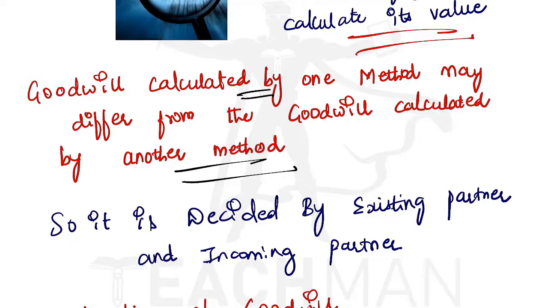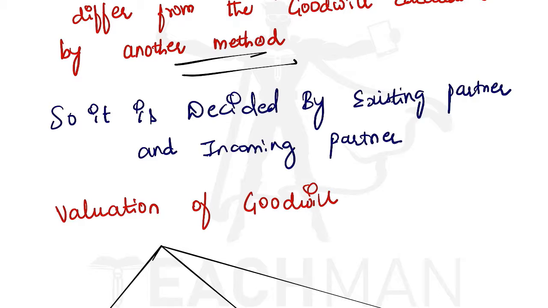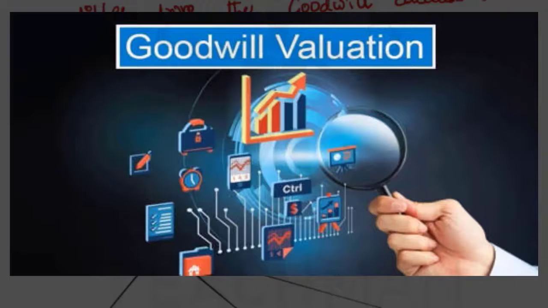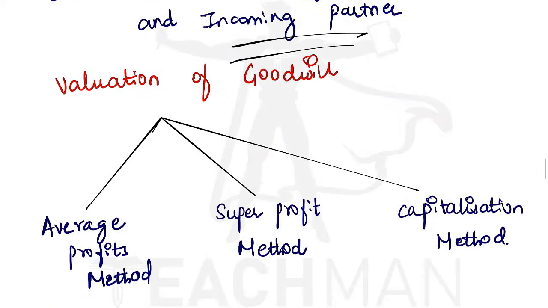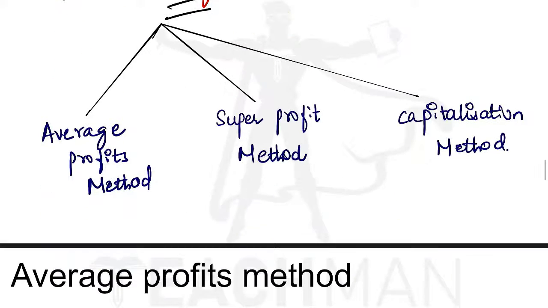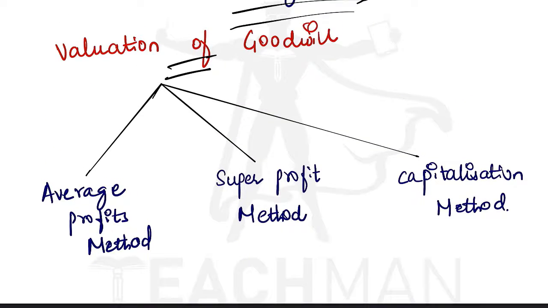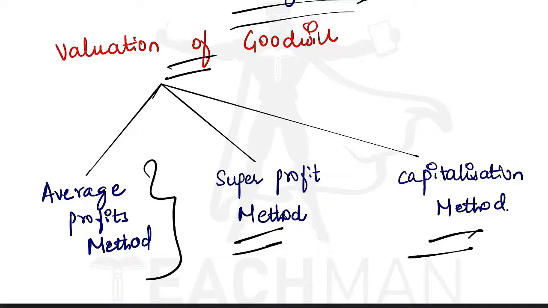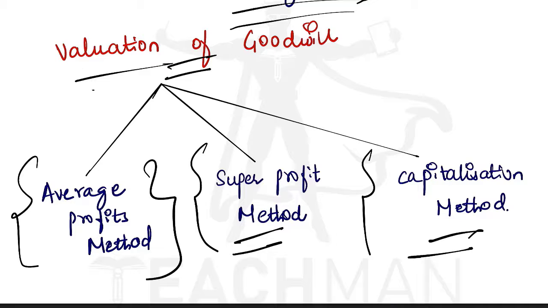There are different methods of goodwill valuation, and it is decided by the existing partners and the incoming partner which method they have to use for the evaluation of goodwill. Now, what are the different methods of valuation of goodwill? There are three methods: average profit method, super profit method, and capitalization method. These are the different types of methods for the valuation of goodwill.